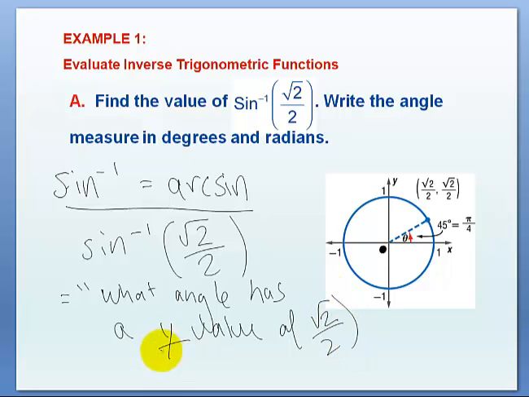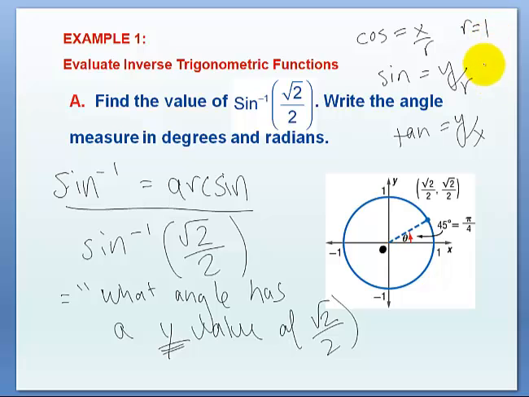Now the reason why it specifically is y value is that sine refers to y values. So if you remember from earlier, cosine is equal to x over r. Sine is equal to y over r, and tangent is y over x. And in these cases on our unit circle, r is equal to 1. So therefore, when we're asking for sine, sine is really equivalent to y over r, where r is equal to 1. So sine is equivalent to y.